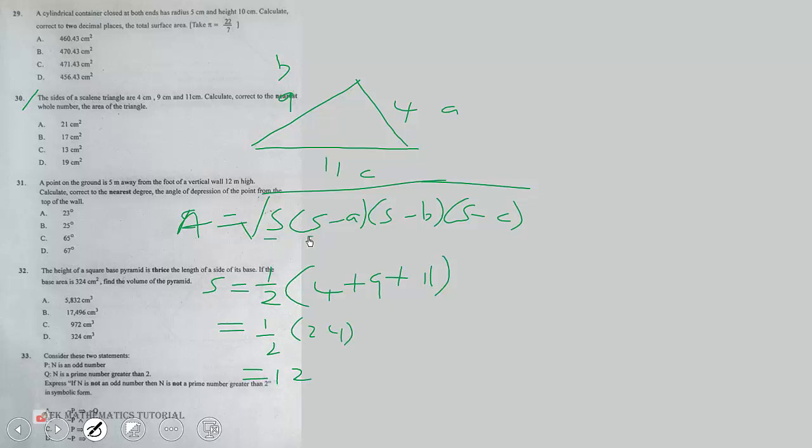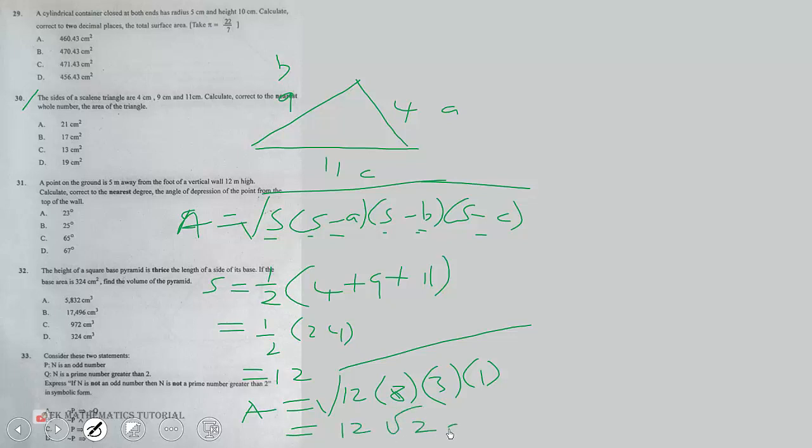So we fix in 12 here and A, B, C there. So area will now be equal to square root of S, which is 12, into brackets S minus A, that is 12 minus 4 is 8. Then we have another one, S minus B, 12 minus 9, which is 3. Then we have 12 minus 11, which is 1. So this will give us square root of 12 root 2 centimeter squared.